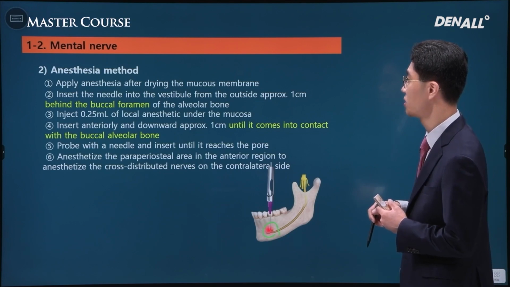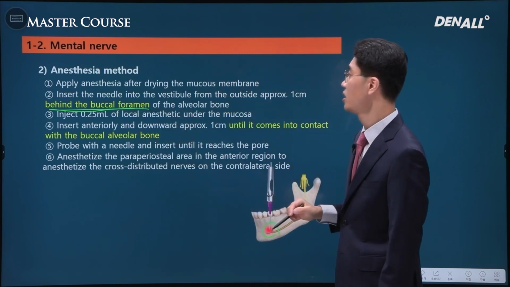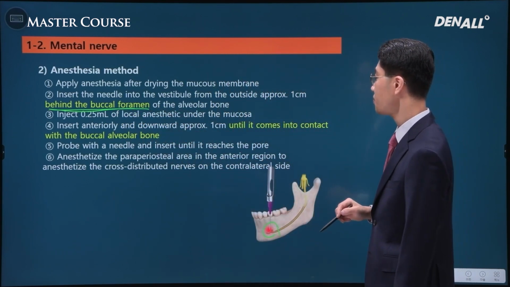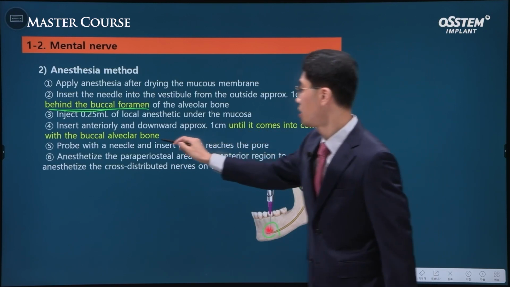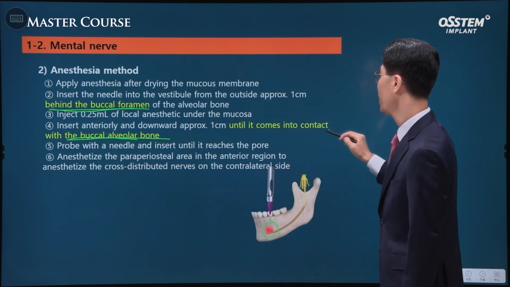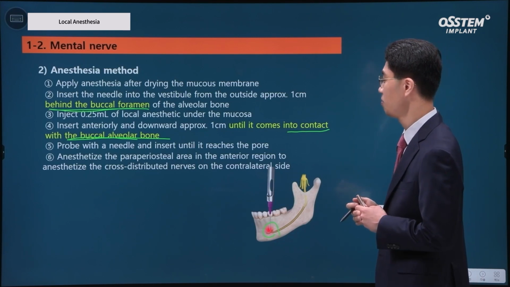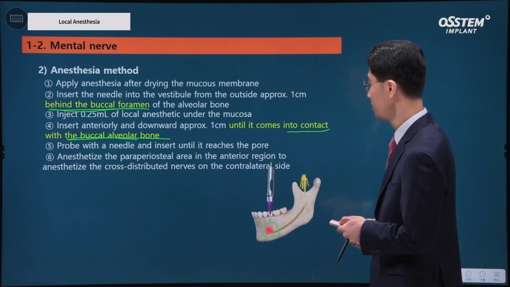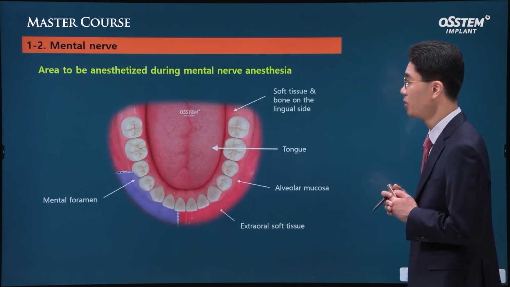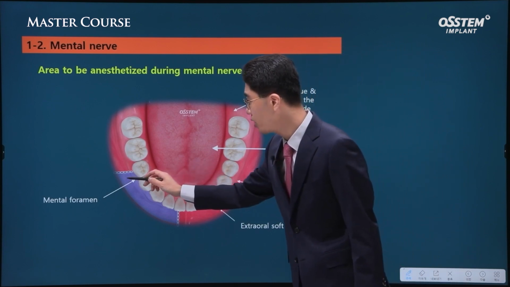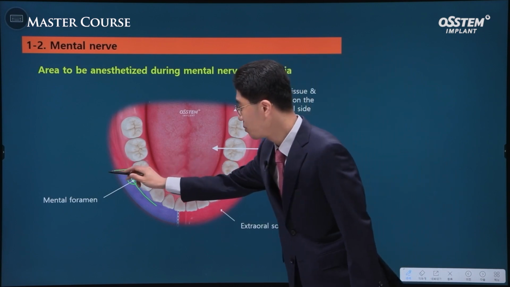Insert the needle into the vestibule from the outside, approximately 1 centimeter behind the mental foramen. Also, the needle needs to be inserted until it comes into contact with the buccal alveolar bone. Once block anesthesia is performed on mental nerve, the nerves that run through the mental foramen are anesthetized. When you look at this image, what is shown in purple is numb.